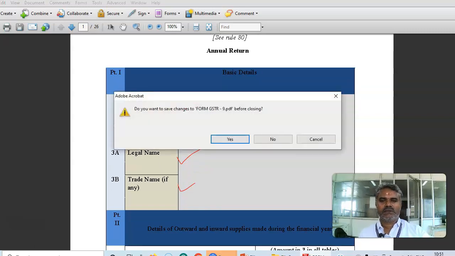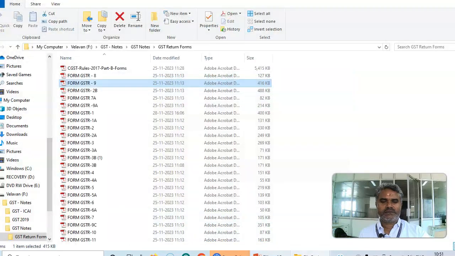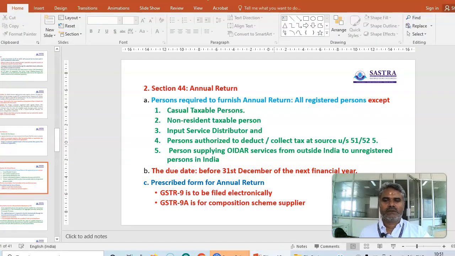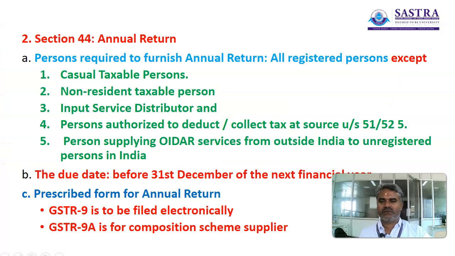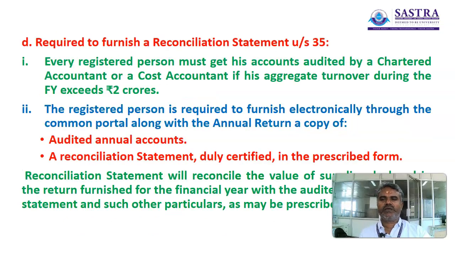Good. Then GSTR 9 is auto populated, no problem. Then you are required to furnish a reconciliation statement under section 35.